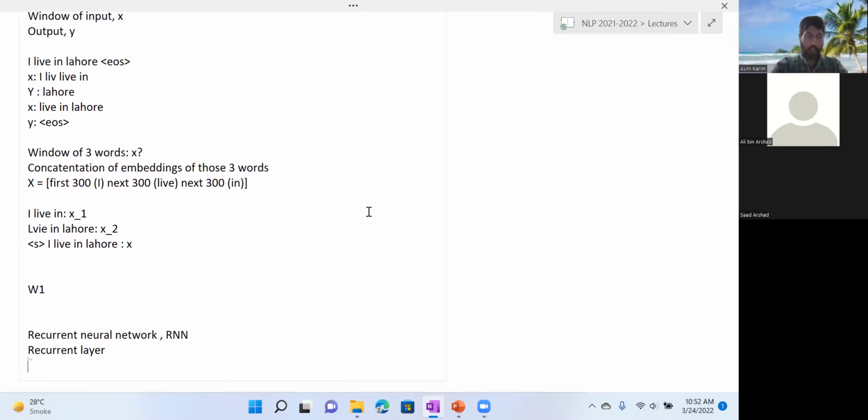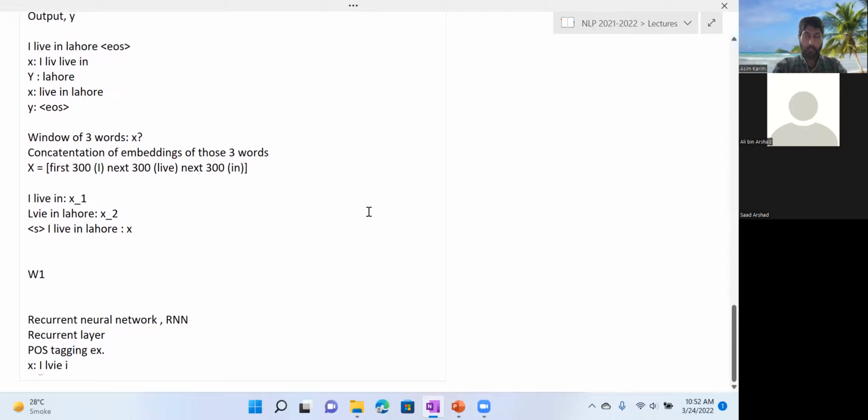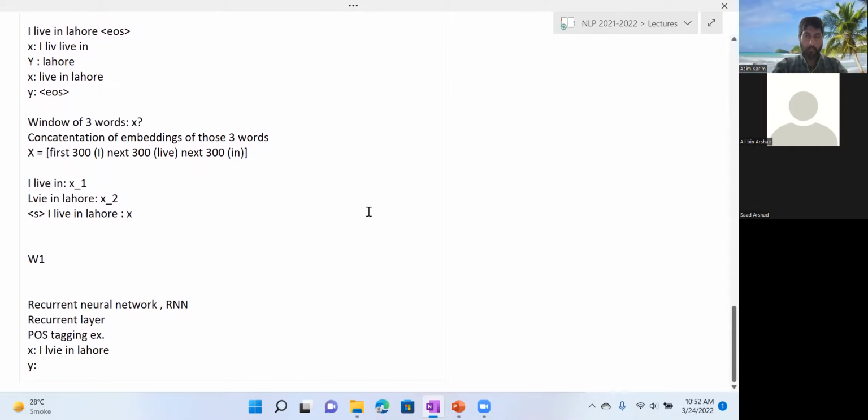So let's take an example. Let's say we are taking a POS tagging example. We have input sequence X: "I live in Lahore". Y would be: "I" is a pronoun, "live" is a verb, "in" is a preposition, and "Lahore" is a noun. So both sequences, of course, are of the same length. "I live in Lahore" is a sequence of words, and the second one is a sequence of labels or POS tags.